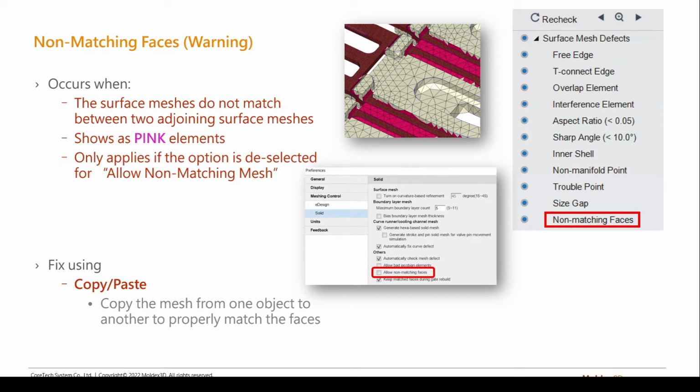If you're just concerned about the thermal transfer across that boundary, then you really don't need to match the meshes, and you can actually ignore these non-matching faces for the most part. And in that case, you might want to go to your preferences under meshing control solid and check the box that's highlighted here for allow non-matching faces. However, like I mentioned, for certain types of analyses, you will want to make sure to address the non-matching faces. You want to make sure to match those perfectly to ensure there's a one-to-one translation. And that is all of the mesh defects that are possible in Moldex 3D.